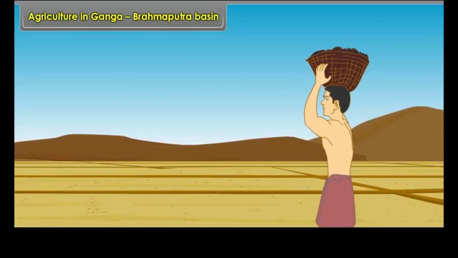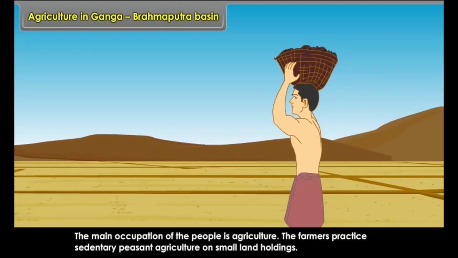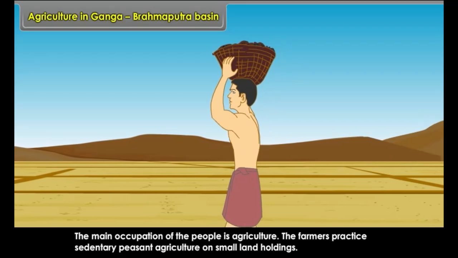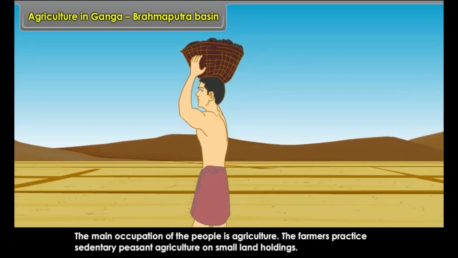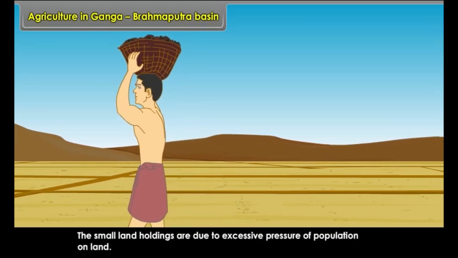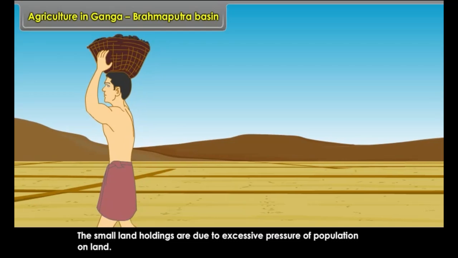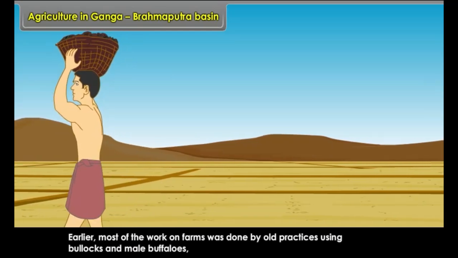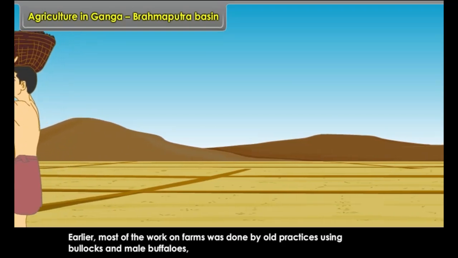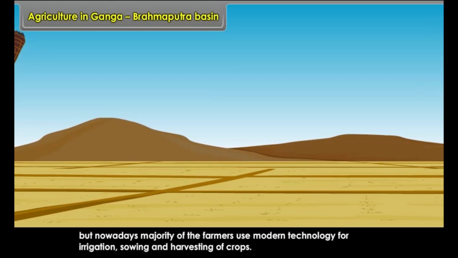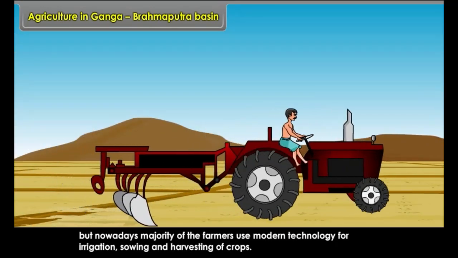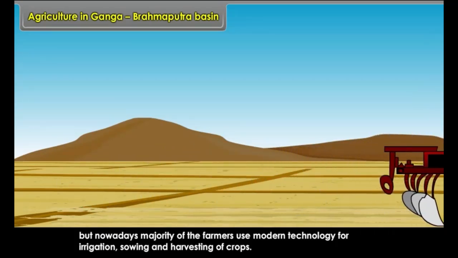Agriculture in Ganga-Brahmaputra Basin. The main occupation of the people is agriculture. The farmers practice sedentary peasant agriculture on small land holdings. The small land holdings are due to excessive pressure of population on land. Earlier, most of the work on farms was done by old practices using bullocks and male buffaloes. But nowadays, majority of the farmers use modern technology for irrigation, sowing and harvesting of crops.